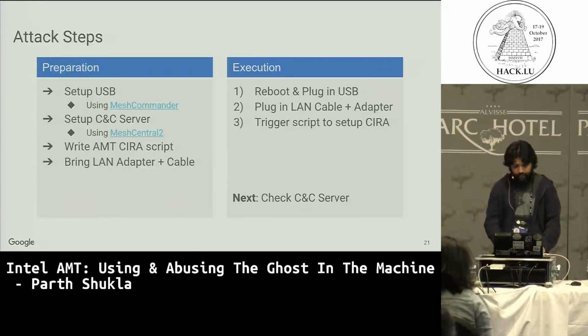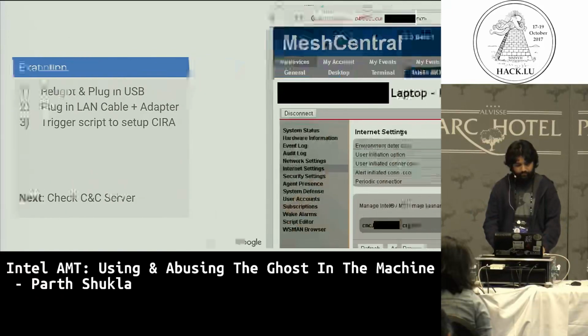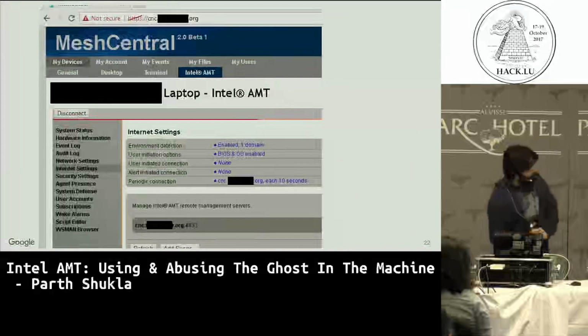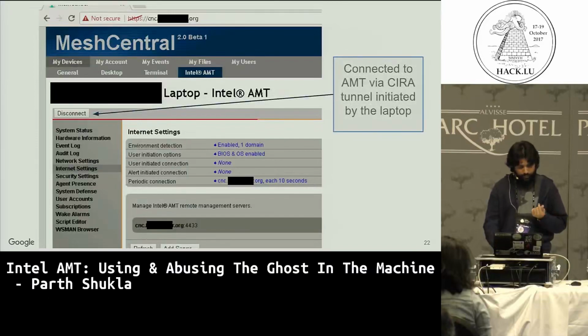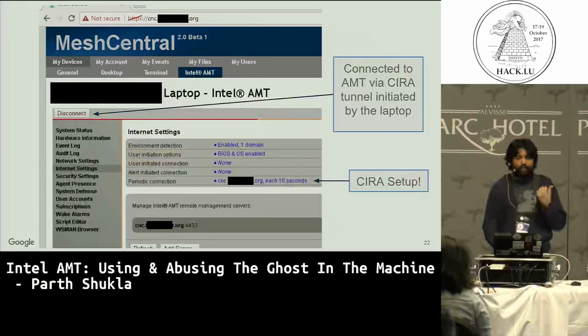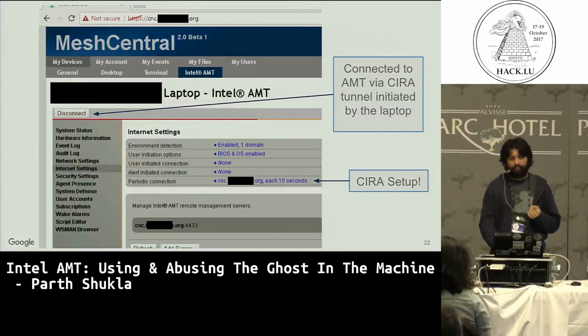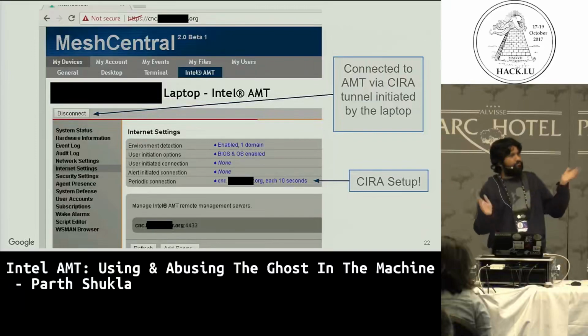Now, we can finally see some results. Here are the results. No more roadblocks, thankfully. Here we're connected via Sierra, and we can see that Sierra is set up. It is configured to dial out to my command and control server every 10 seconds and maintain a persistent tunnel forever as soon as the connection is established. Mesh Central 2, the open source software, takes care of the rest. I don't have to do anything else.